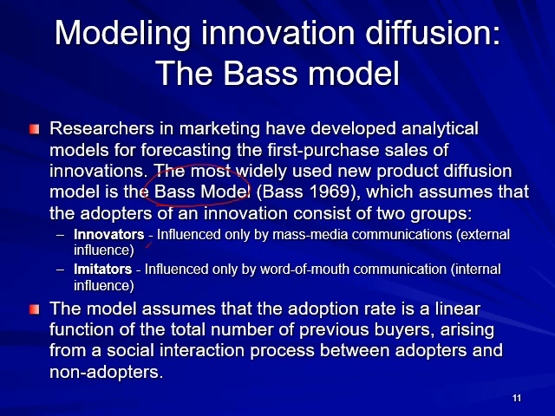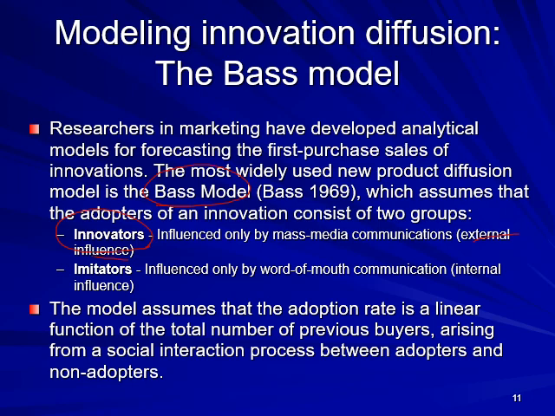So there are two types of people in this model. There are innovators. There are people that are usually very interested in the product category, and they may be influenced by advertising, but they don't care about what other people are doing. They just want to hear what the benefits of the product are, and based on that, they will make a decision themselves.